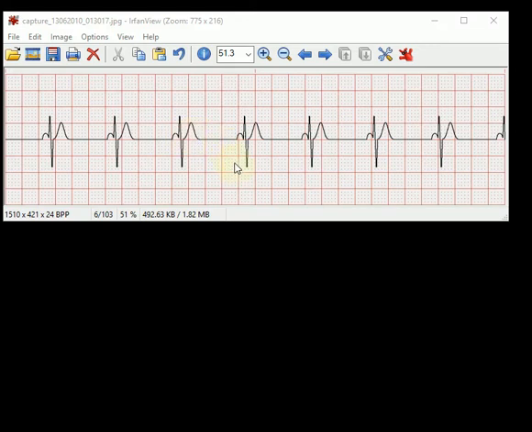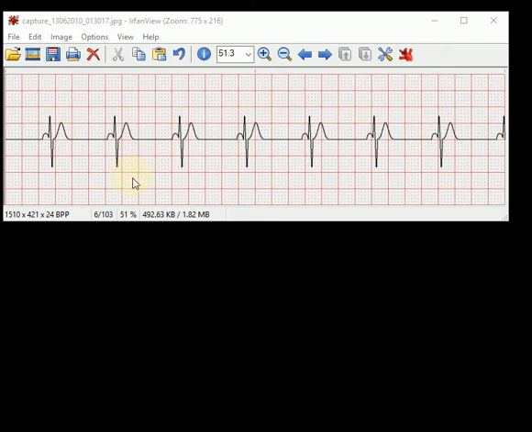How about the P waves? Do I have P waves present? And if so, can you describe them? Go ahead and pause. Okay, the P waves here are present, they're upright, they're round, and they're symmetric all the way across here. So P waves are round, upright, and symmetric.